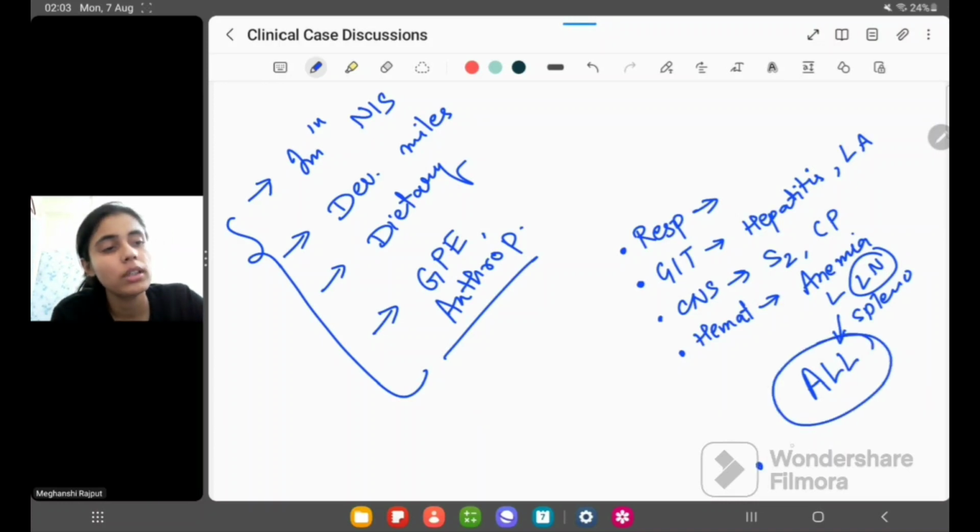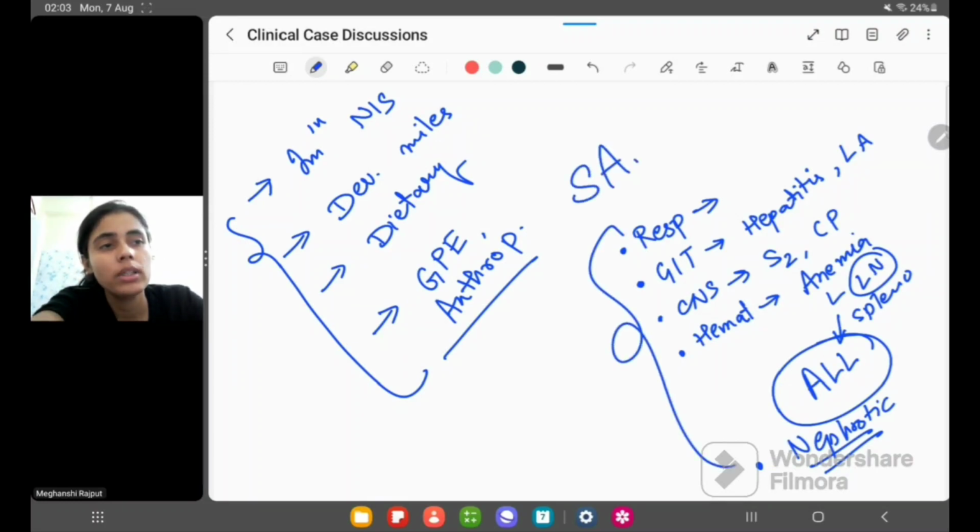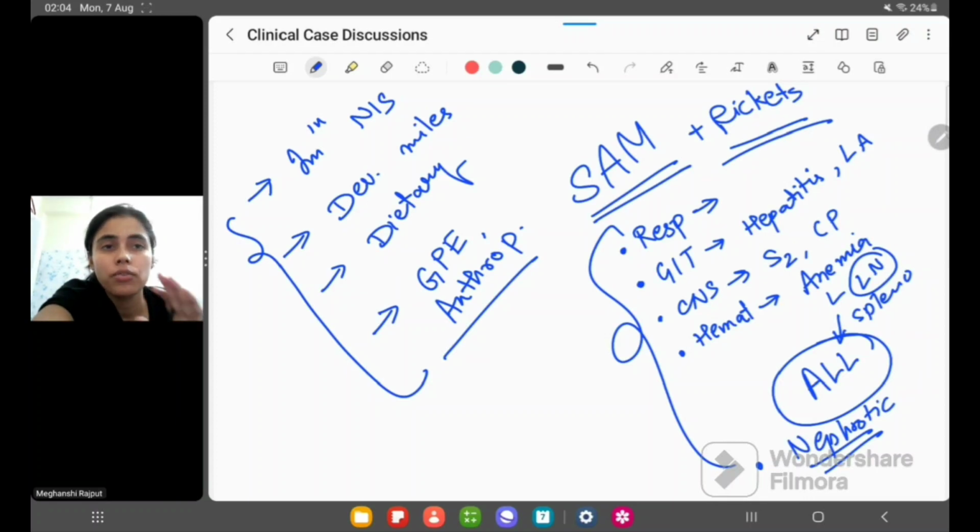Other than that, it could be nephrotic syndrome, which we discussed in short detail. The patient has generalized swelling and ascites, and any of these cases can be combined with SAM. So always you have to check for rickets and any vitamin or micronutrient deficiencies. The four important things have to be covered: immunization, developmental, dietary, and general physical examination.